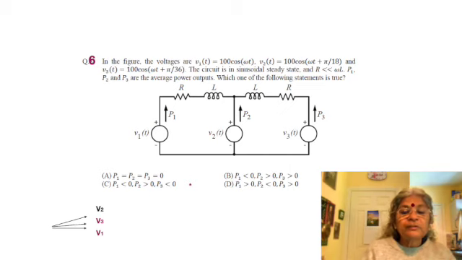So we should see that P1 and P3 should be less than 0 and P2 should be greater than 0. Okay, so answer 3C seems to be the most appropriate answer for it. Okay, so let's come to the last of the problems in this session.